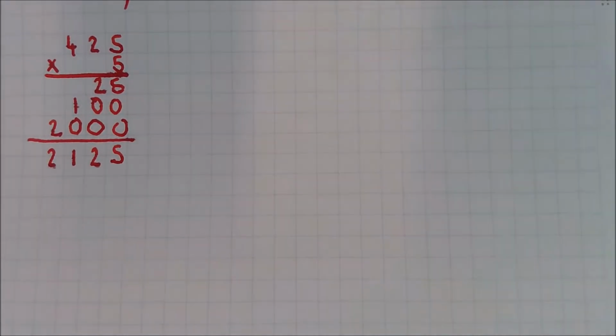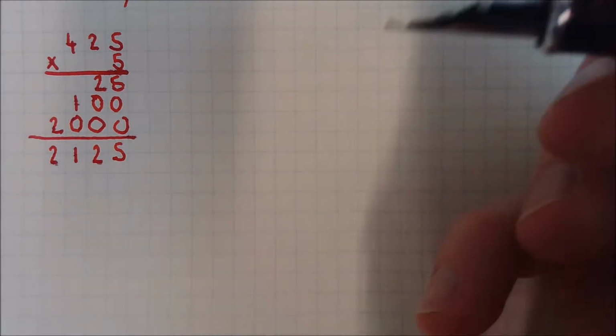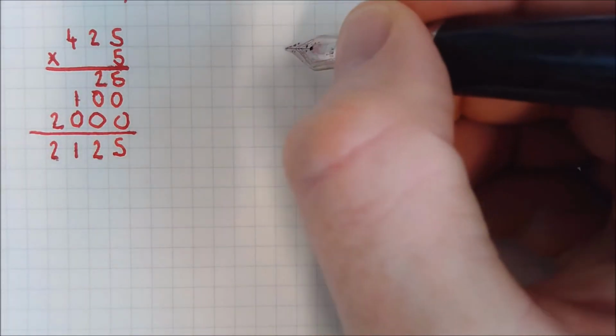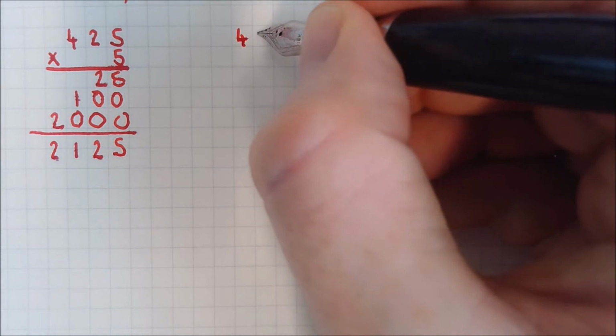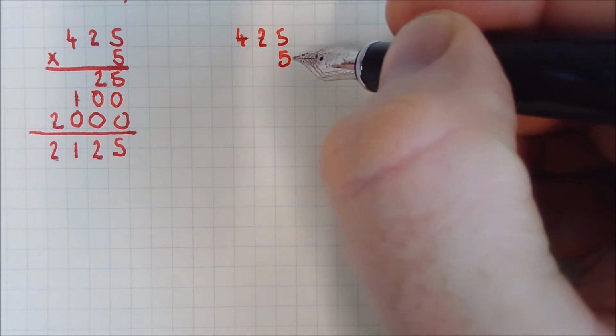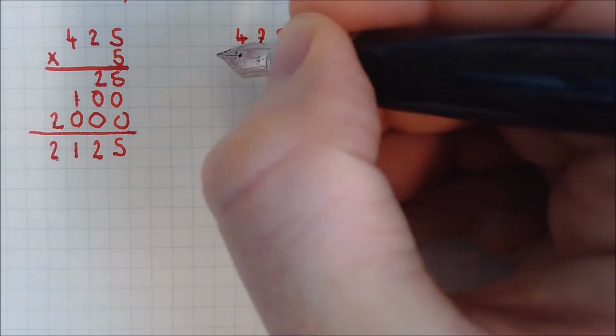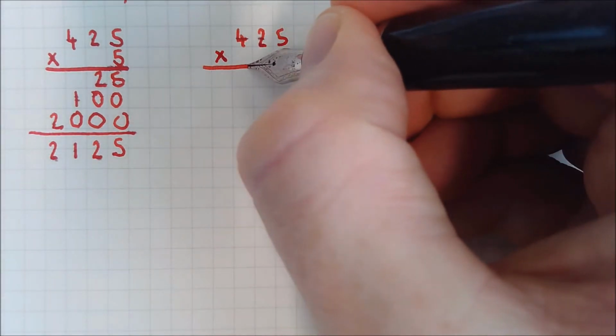So let's look at what this would look like if it was compact. We're going to keep the same numbers so you can see the links between them. So we're still going to do 425 multiplied by 5. We've still got our largest factor on top and our smallest factor on the bottom. We've got our multiplication symbol. It's always useful to remind ourselves which operation we're doing.